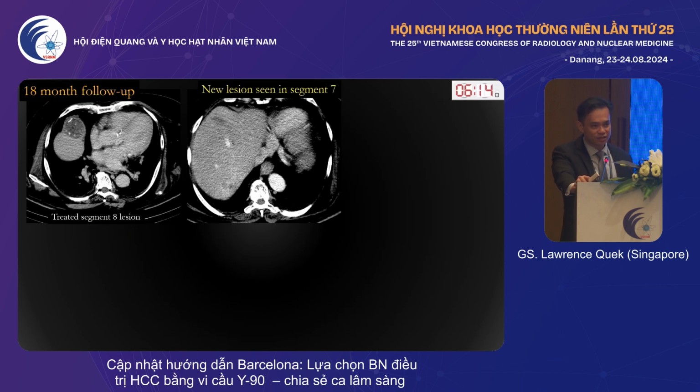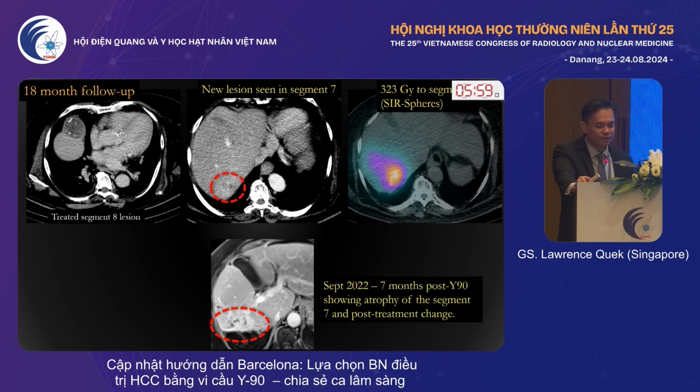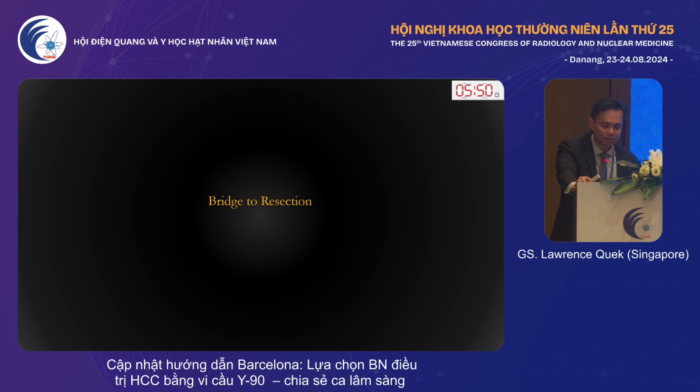Then at 18-month follow-up, the patient came, and you still see a hypodense lesion, albeit smaller, with some calcification in it. There's a new lesion seen in segment 7. So same thing, this time a higher dose using resin microspheres, and then to follow up again, you see the involution 7 months post Y90 of the area that we have treated. So that's it for that patient.